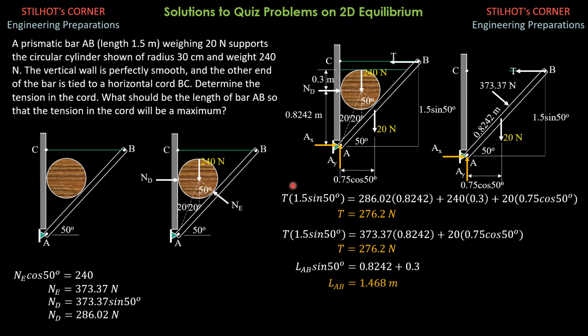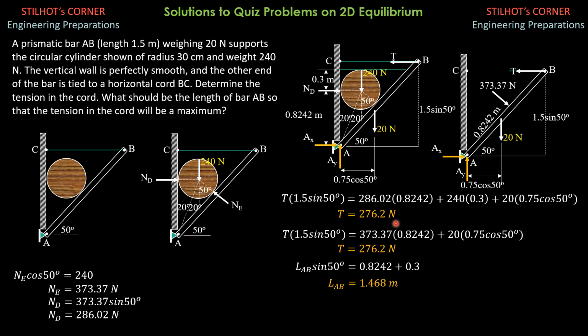So again, counterclockwise moment, T times 1.5 sine 50 degrees equals clockwise moments. Beginning with ND, 286.02 times 0.8242, already explained as 0.3 divided by tangent of 20 degrees, then plus 240 times radius 0.3, then plus 20 newton weight of the prismatic bar, moment arm is 0.75 cosine of 50 degrees. Solving for tension, T is 276.2 newtons.